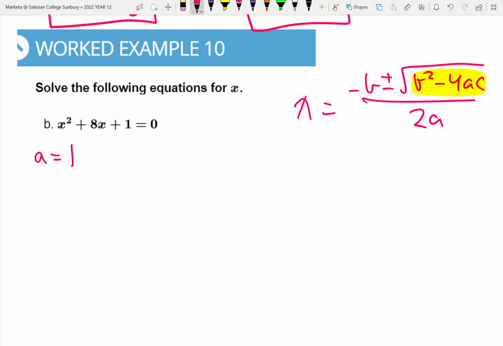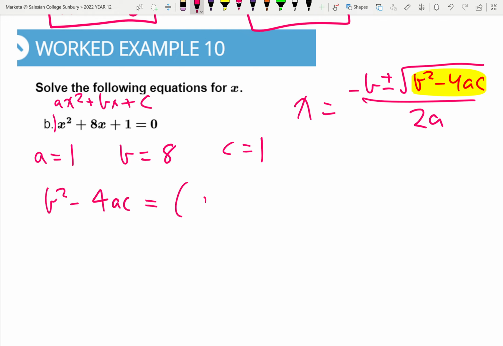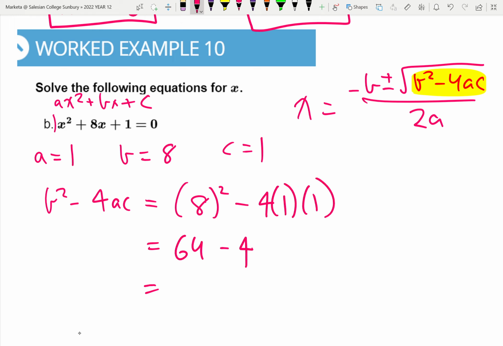So a equals 1, because it's secretly 1 in front of the x squared. So it's ax squared plus bx plus c is our general form. b equals 8 and c equals 1. So b squared minus 4ac is going to be 8 squared minus 4 times a times c. So this equals 60, and really for the sake of determining whether you're going to continue the question or not, it doesn't matter if it's 60 or 100 or 0.1, it's still positive, so it means we've got two solutions.